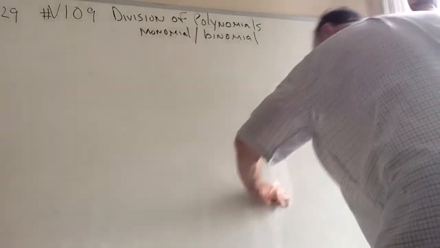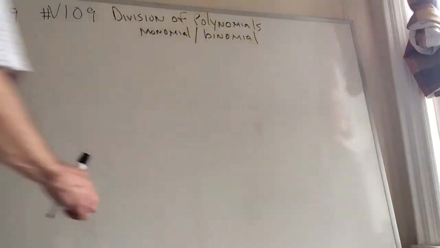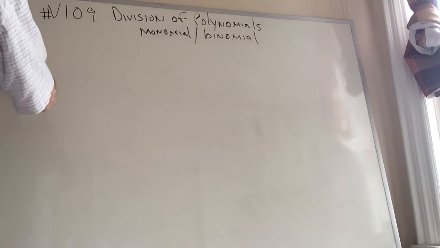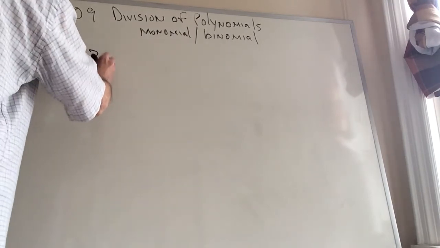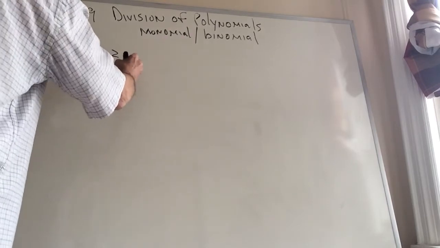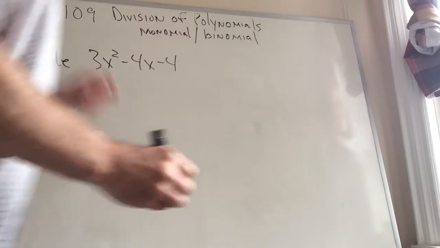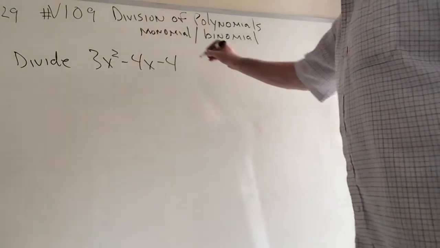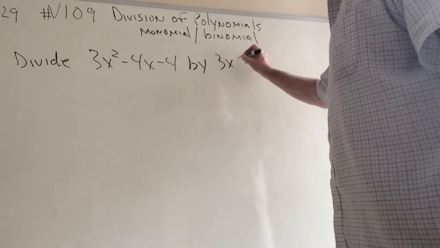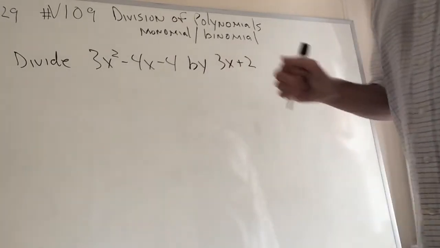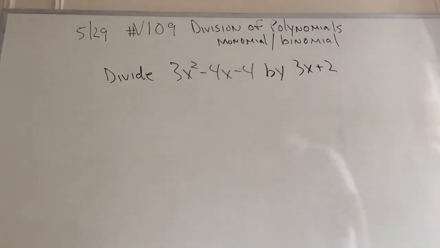Okay. And now, let's just do a real easy one. Let's divide 3x squared minus 4x minus 4. Now notice what I'm doing here. It's very important to keep an eye on this. By 3x plus 2. So this is something that high school kids often haven't seen.